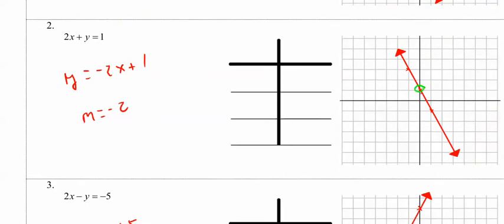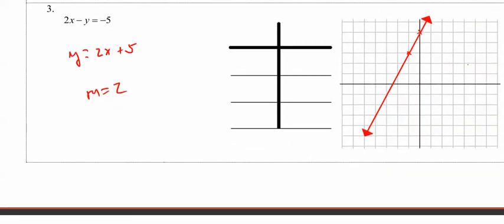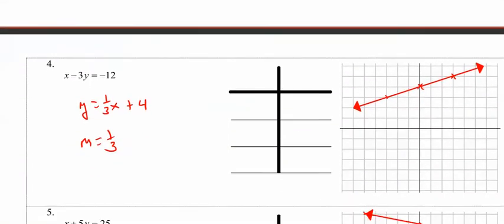Here, I cross at 1. This number is a 1. Here I cross at 1, 2, 3, 4, 5. Got a 5. I cross at 1, 2, 3, 4. This is a 4.